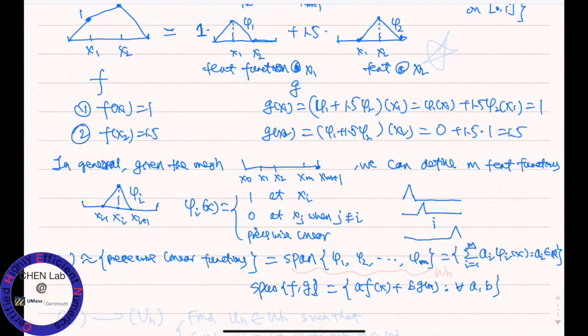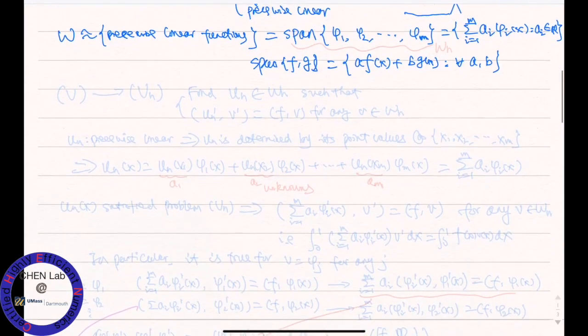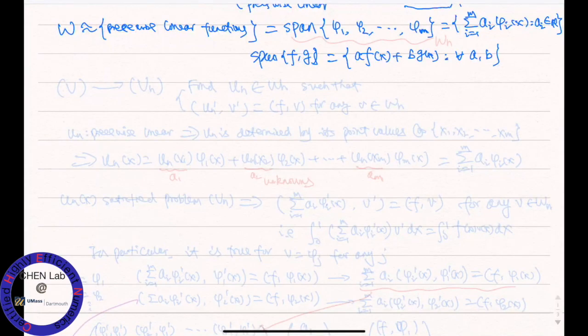So here, a piecewise linear function can be written as a linear combination of two tanhs. So any piecewise linear function can be written as a linear combination of these m tanh functions on the mesh x0, x1, all the way to x_{m+1}. Once we have that, we can change the problem V, a continuous problem, to a discretized problem V_H, and we call this space W_H.